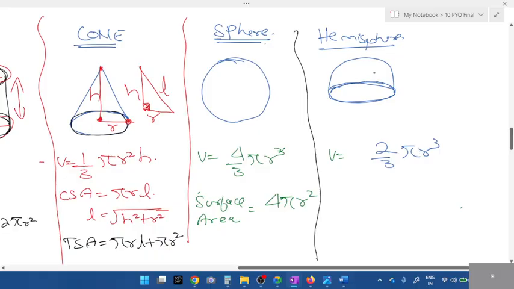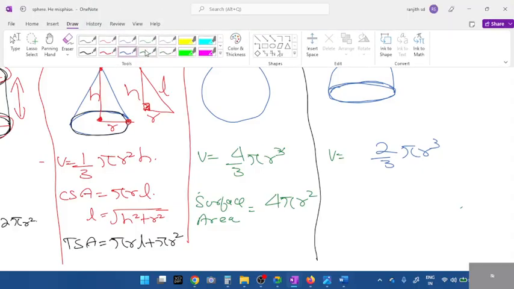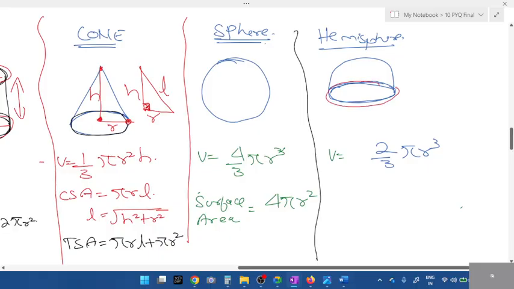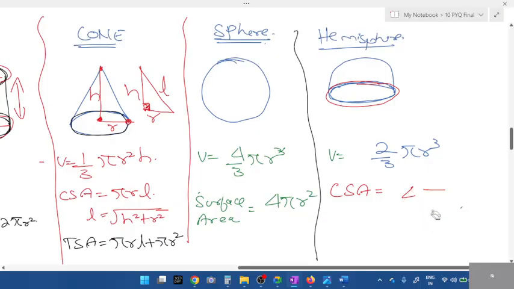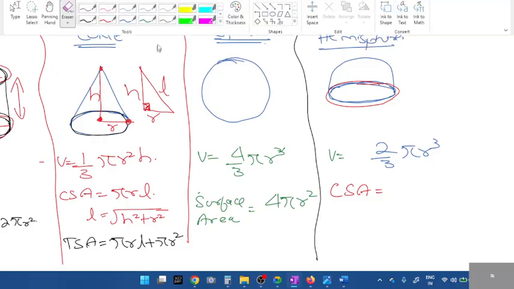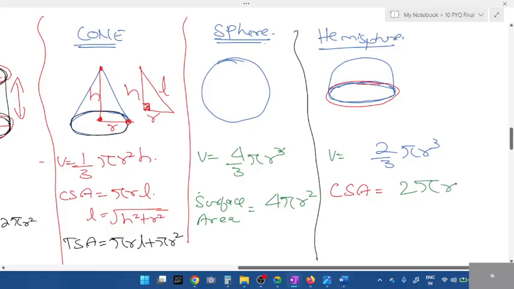But hemisphere has total surface area and curved surface area. Again, when it comes to curved surface area, don't include this circle, just the top part. Curved surface area is just the top part. Okay, for curved surface area, what is surface area of a sphere? 4 pi r square. For hemisphere, it should be half, right? Half. What's the value if you cancel? 2 pi r square. Value is 2 pi r square. For hemisphere, 2 pi r square.